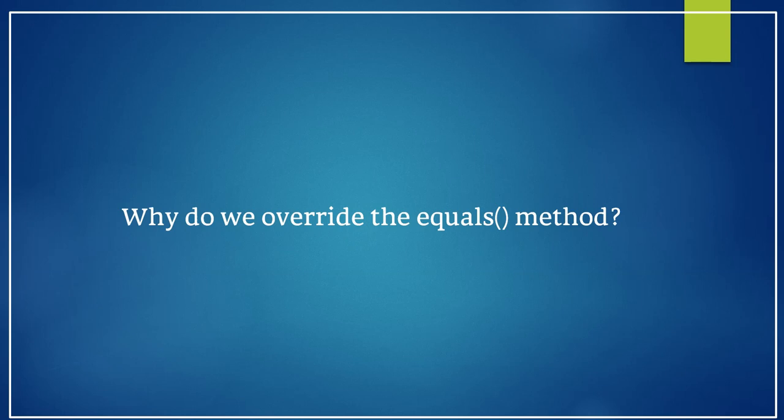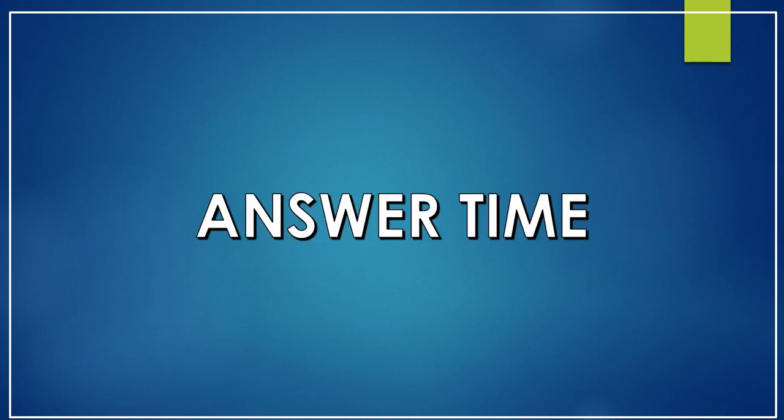When and why do we override the equals method? Equals method is overridden when you have to compare two objects. If you have an object for an employee and you have three fields, name, employee ID and age, and you want to compare if two employees are the same, you might not compare with the name or the age. You might look at their employee ID to see if both represent the same employee. That's when the equals method is overridden.